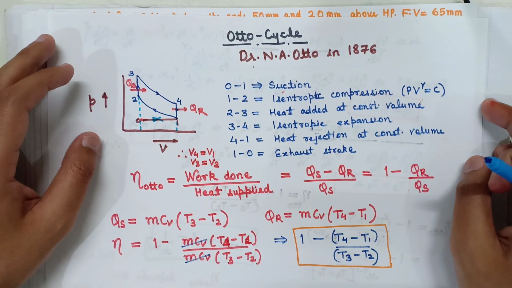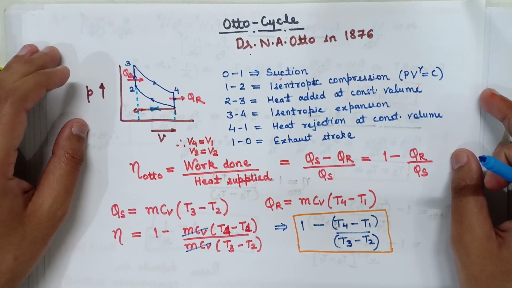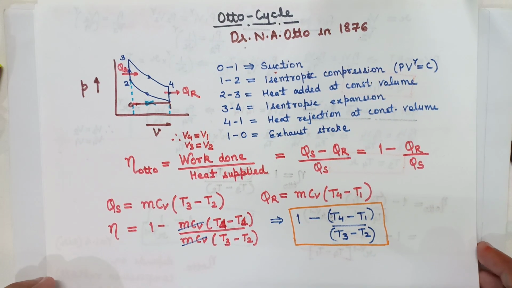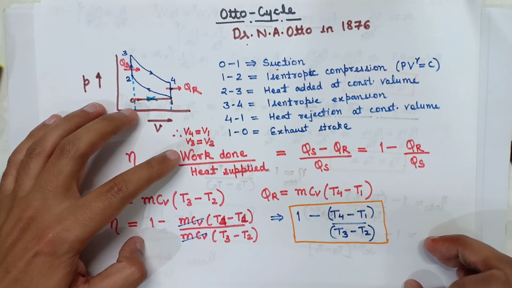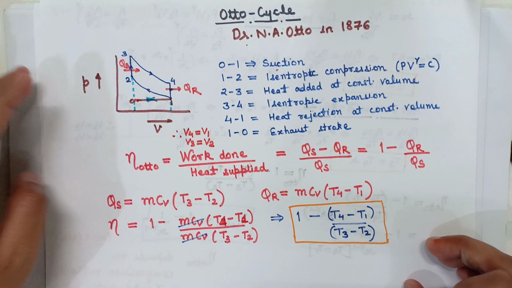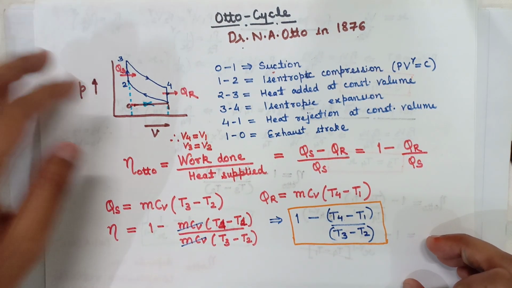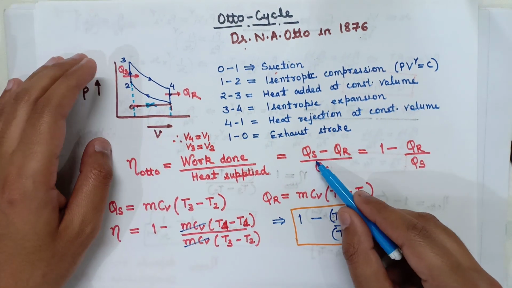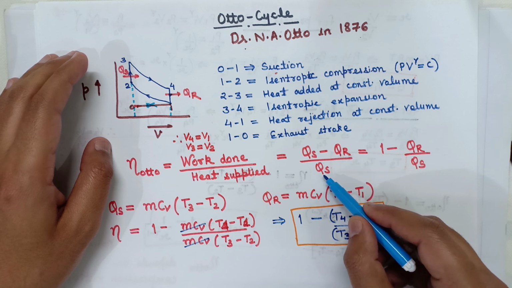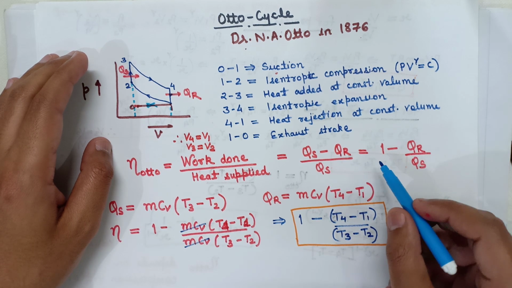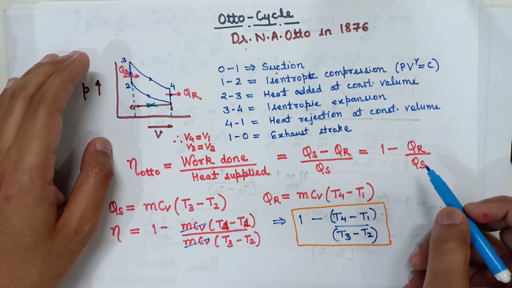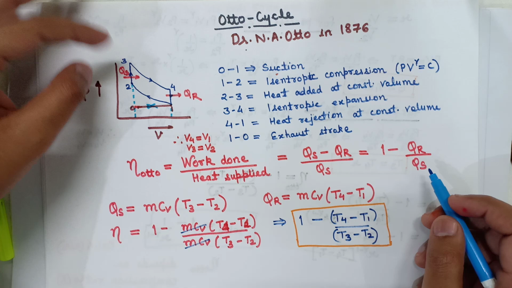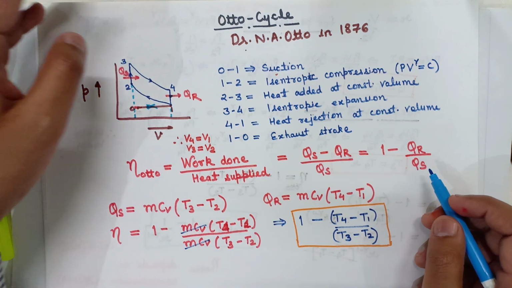Now we will calculate the thermal efficiency of an Otto cycle, and the basic formula for thermal efficiency is work done upon heat supplied. As we all know, the work done is heat supplied minus heat rejected. So Qs minus Qr upon Qs. So our formula became 1 minus Qr upon Qs. As in this diagram, heat is added at constant volume and heat is also rejected at constant volume.